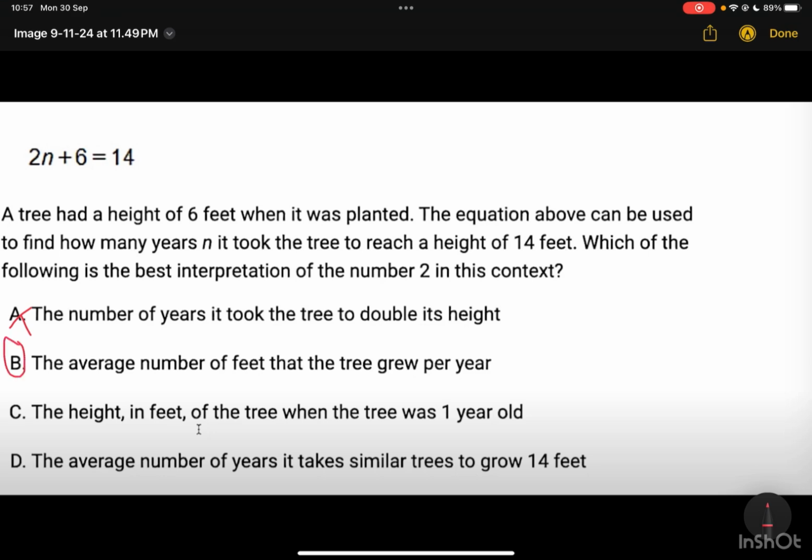C, the height in average when the tree was 1 year old. The height when the tree was 1 year old is 6, so that's the incorrect number. D, the average number of years it takes similar trees to grow 14 feet. That is the wrong answer because 2n is the average number of feet the tree grows from 6 feet, added to reach 14 feet. So this is the wrong answer. So the final answer is B.